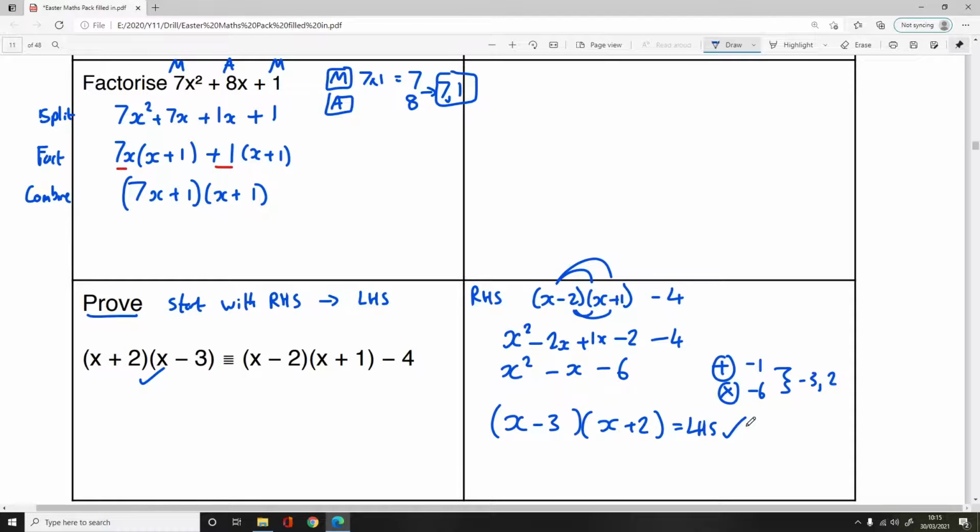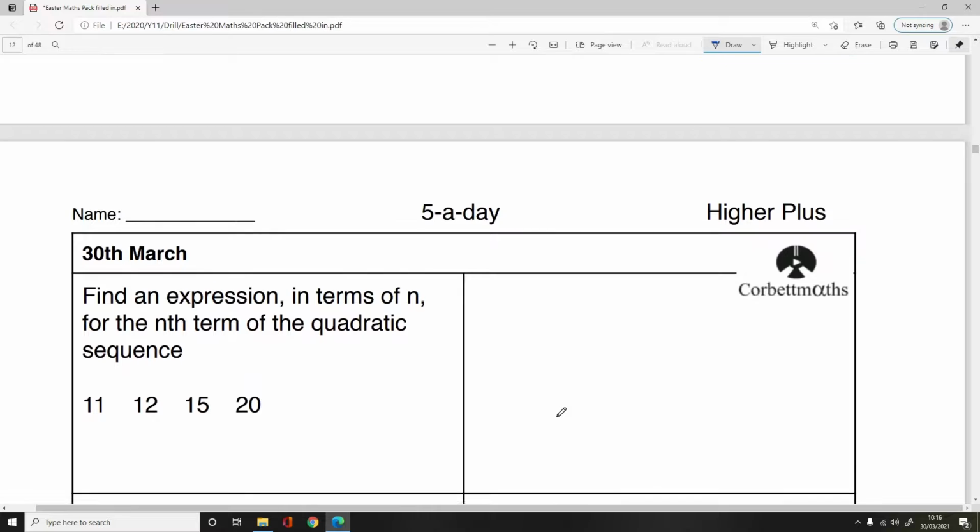So again, it's one of those identity things. You've got to show that one side is exactly the same as the other side. Now obviously if I wanted to, I could have done the other way around as well. You just read this from bottom to top, but that feels a bit more complicated to me. So I'd want to pick the complicated side and change it to the simple side. Okay, that's the end of higher.